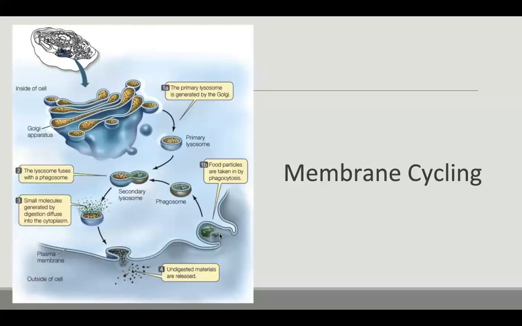Then any food particles from the outside of the cell are taken into the cell through phagocytosis. Now you have a phagosome, which is a vesicle that contains these food particles. The primary lysosome and phagosome combine to create a secondary lysosome. Eventually, the molecules generated by the digestion from the secondary lysosome diffuse into the cytoplasm. Any undigested molecules are then released out of the cell. Lysosomes are also able to digest any intracellular organelles and debris on the inside, and that's known as autophagy.